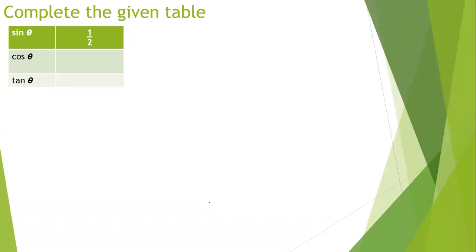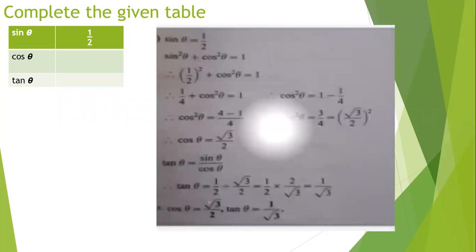What will be the tan theta? We need to find this. So how will we solve this? We will make use of the identity which we have done just now. Sine theta is equal to 1 upon 2. This is given to us.